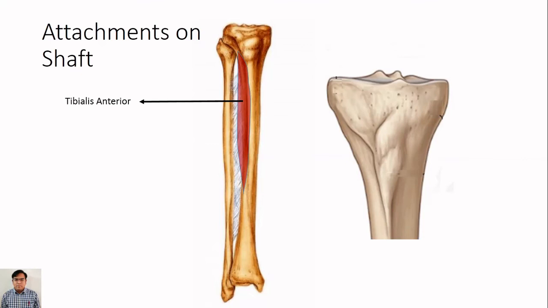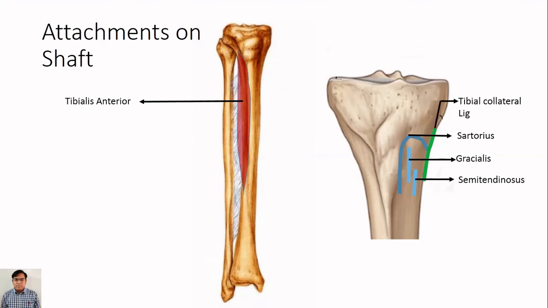The upper part of the medial surface gives attachment to this inverted hockey-shaped insertion of sartorius, then insertion of gracilis, then insertion of semitendinosus, and lastly there is attachment of the tibial collateral ligament. You must remember these four structures here: sartorius, gracilis, semitendinosus, and tibial collateral ligament.